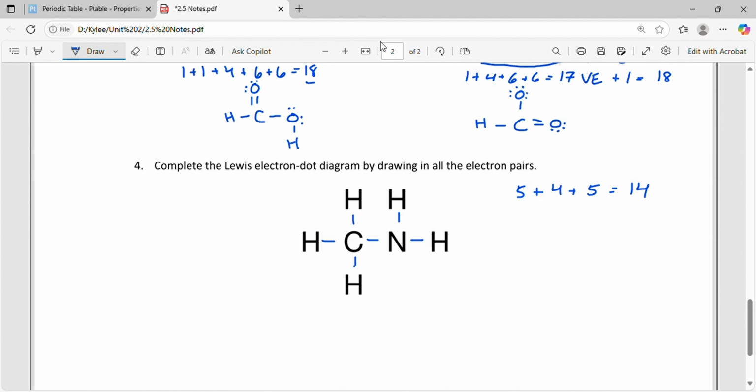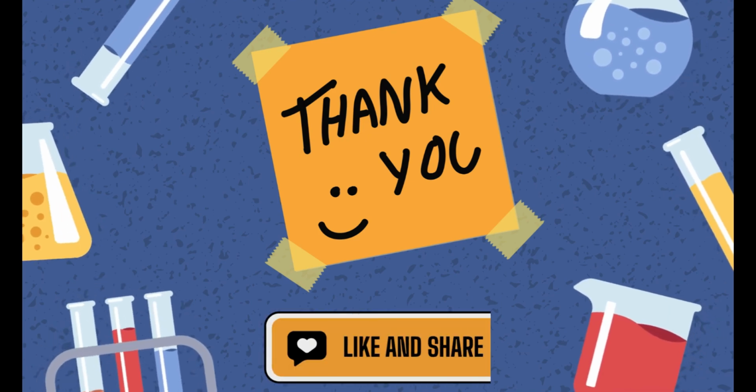So I have used, out of my 14, 2, 4, 6, 8, 10, 12. So I've already used 12 electrons, which means I only have 2 left over. Which atom does not have an octet? And that's going to be nitrogen. So I'm going to put those 2 extra electrons there on nitrogen. Getting better at Lewis dot structures just takes a lot of practice, which I hope you're getting in class. But that is 2.5, Lewis dot structures for covalent compounds.